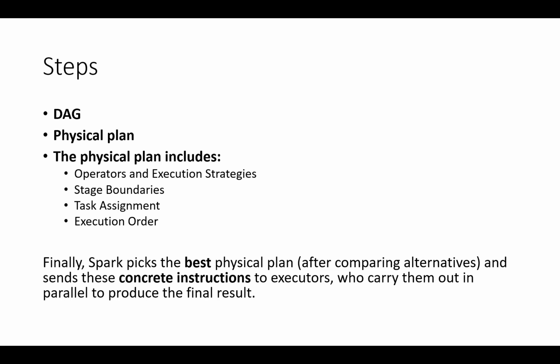The stage boundaries are getting decided, which means determining where the shuffle will happen in the DAG. Then the task assignment, breaking the stages into multiple tasks and mapping it to specific executors. That is getting done. The precise execution order is getting done. After all this is done, there will be multiple physical plans that will get created. Okay, and then Spark will do a comparison, a cost based analysis, to get the best physical plan out of the ones that Spark created. After we get the best physical plan, the concrete instructions are sent to the executors to execute and produce the result.